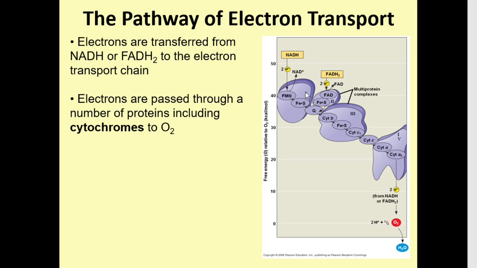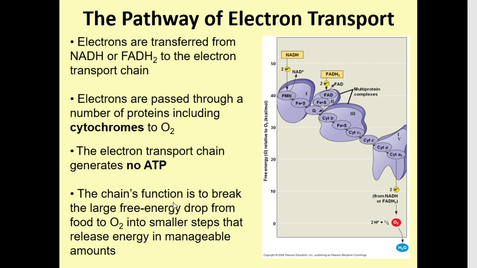And each time they take a step closer to oxygen, they actually give off a little bit of the energy that they have when they're up at the top here. So as they get closer to oxygen, they have less and less potential energy because they are giving that energy off as they move down. So what we actually say is that the electron transport chain breaks the large free energy drop from the electrons from our food to oxygen in small steps that release energy in manageable amounts.